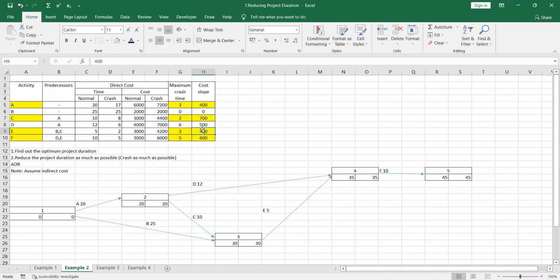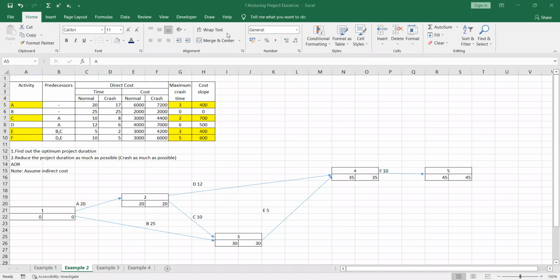But we don't reduce both. The next rule is that you have to find out the lowest identification number. So among activities A and E, which has the lowest identification number? The identification number starts from A. For A, the identification number is 1. For B, 2, C, 3, D, 4, likewise. For E, 5. So the lowest identification number is for activity A.